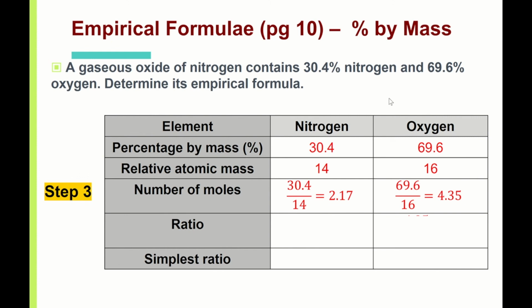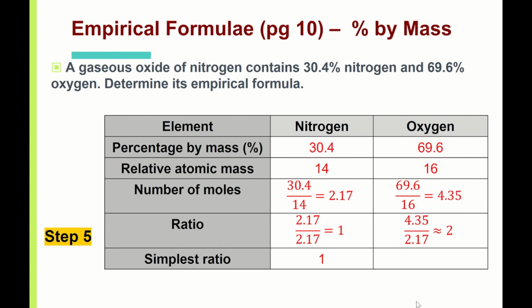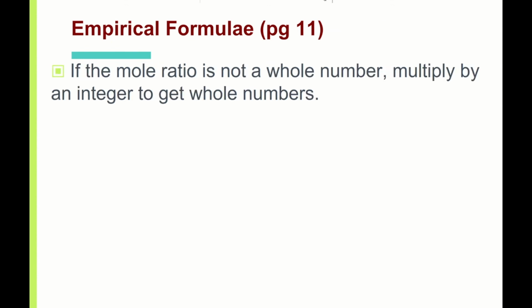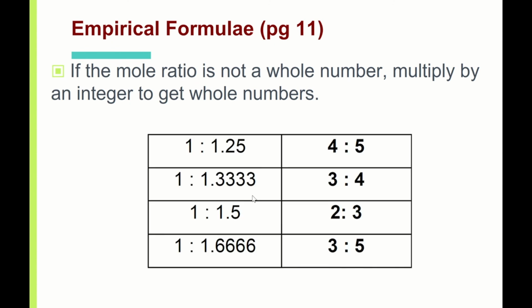Alright, so this is a bit difficult for me to see the ratio. Some of you might be able to see it is 1 is to 2. But if I cannot see it, I divide by the smallest number, 2.17 divided by 2.17. And I'll be able to get the ratio of 1 is to 2. So from this experiment, I am able to deduce that the empirical formula is 1 is to 2. So this is 1 mark. The formula is NO2.